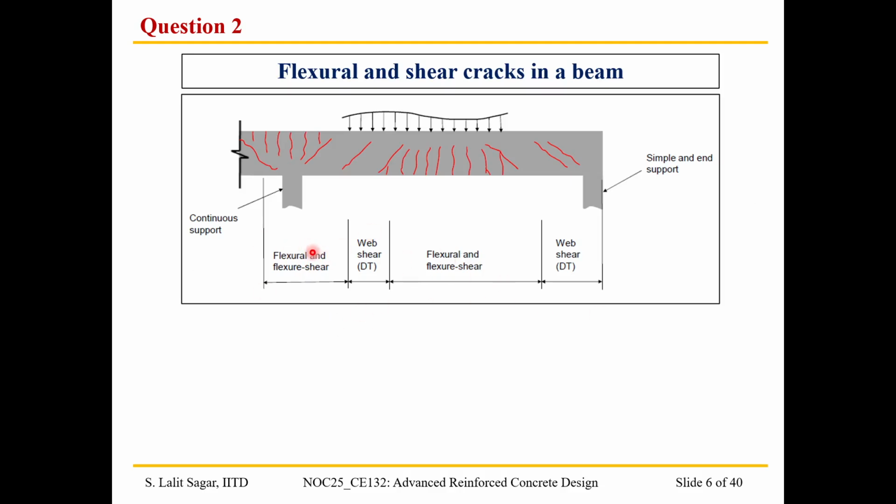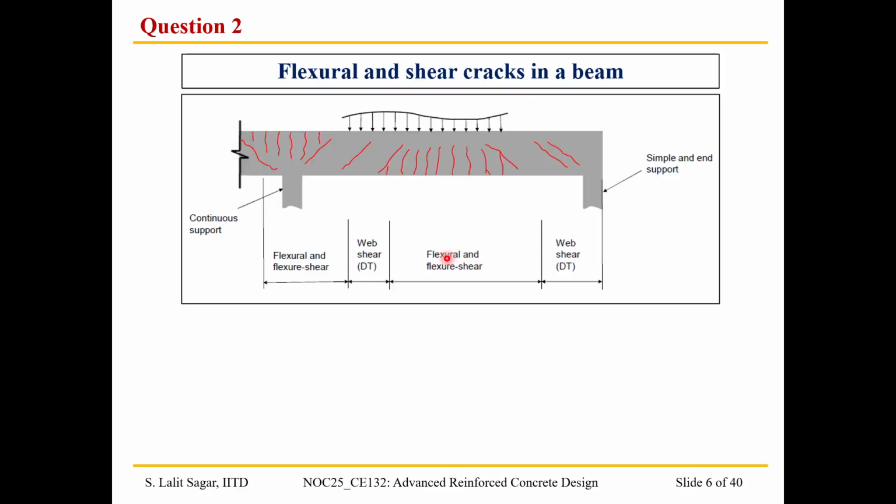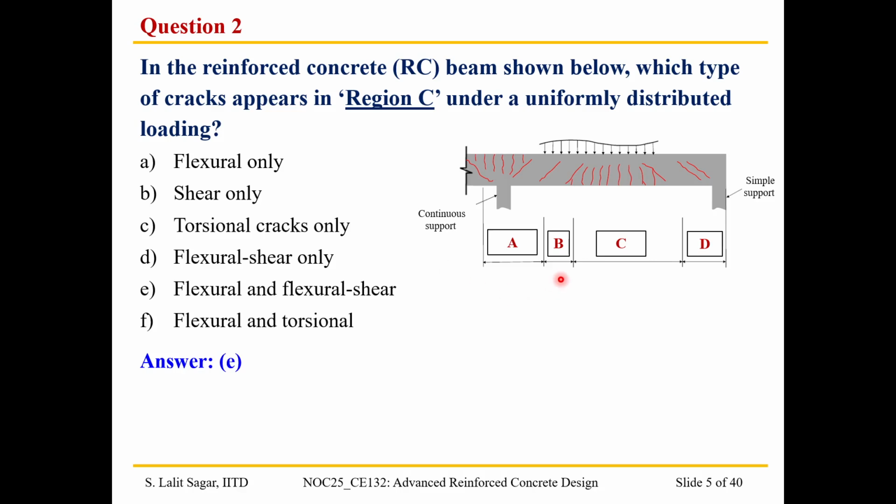This has been taken directly from the lecture slide, and the region that I have indicated in this diagram corresponds to region C. It is a combination of flexural and flexural shear cracks. Let me give a brief explanation of what is happening exactly in this region. Initially, when this reinforced concrete beam is subjected to a UDL, flexural cracks appear at the soffit of the beam. The soffit is the bottom surface of the beam.